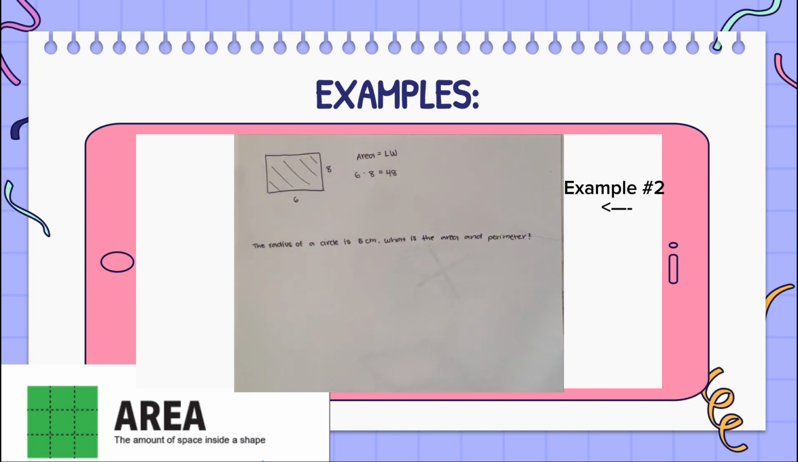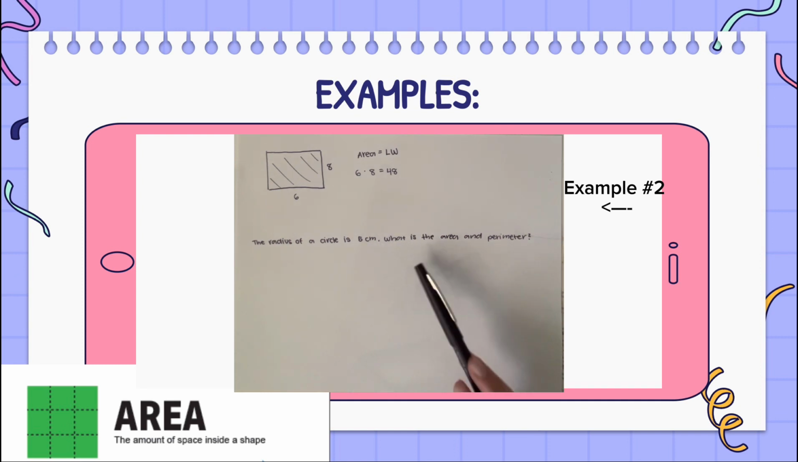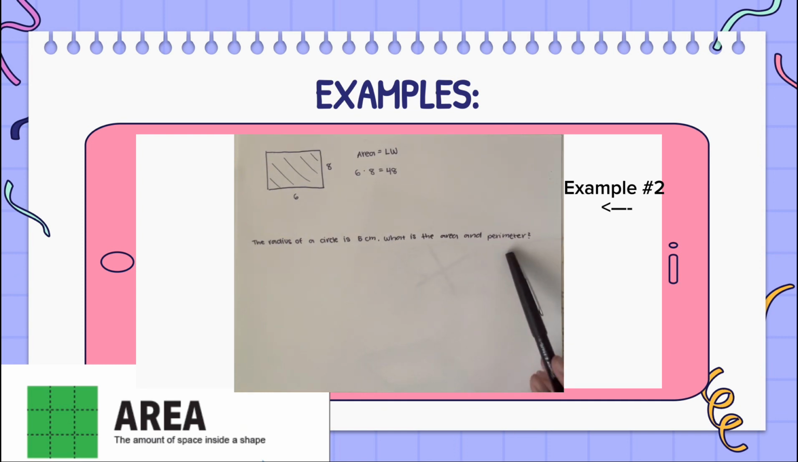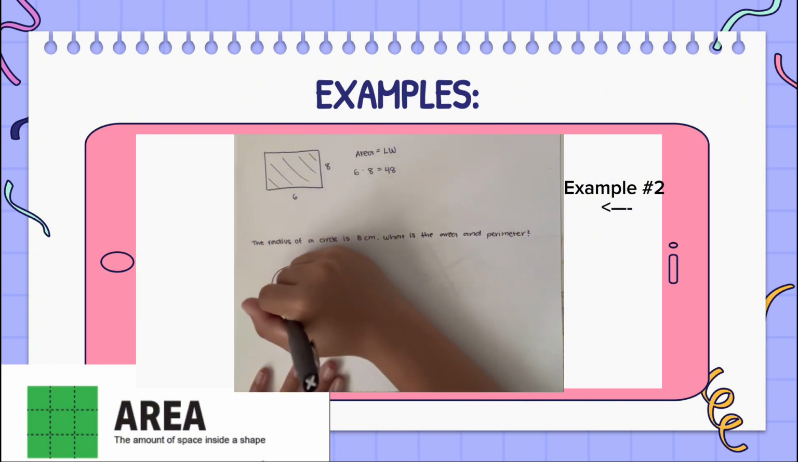To step it up a notch, we will now be working on a word problem. The word problem is: the radius of a circle is 5 centimeters. What is the area and perimeter? What I like to do is visually see what I'm doing, so I like to draw things out. So I'll be drawing a circle.